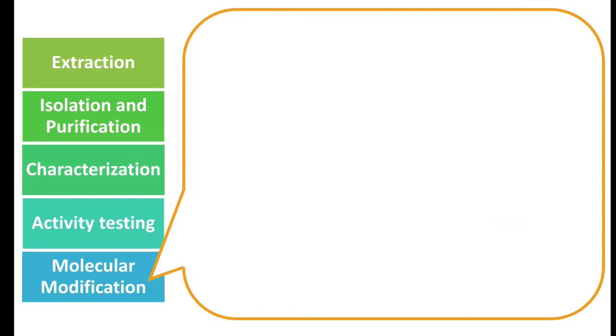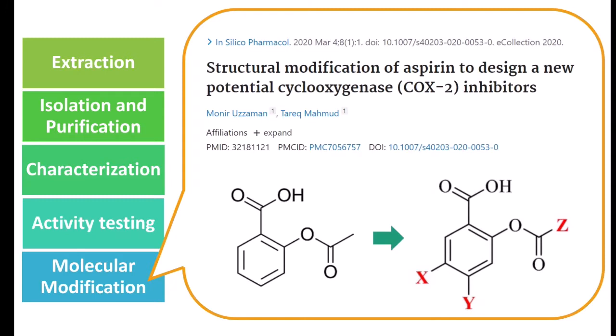And lastly, molecular modification. Sometimes, when scientists isolate a compound na may potential na maging medicinal drug, they can modify the structure by adding more functional groups to amplify its effect or to lessen its harmful side effects. For example, in this study shown here, aspirin, the structure is on the left, is the lead compound for designing new cyclooxygenase inhibitors. So, yung original structure ni aspirin, lalagyan ng iba't ibang functional groups at positions X, Y, and Z.